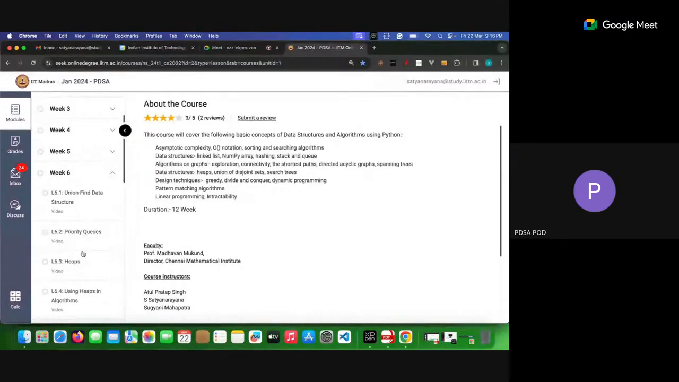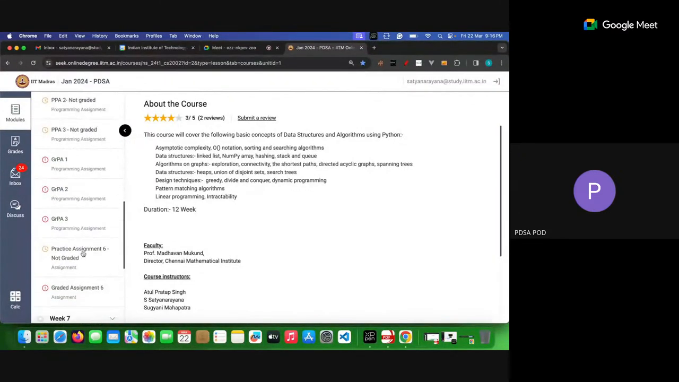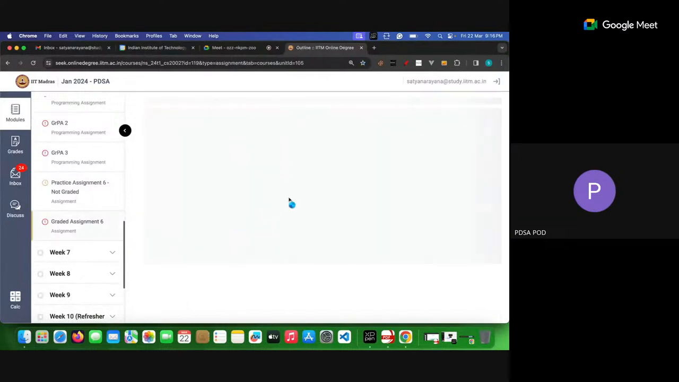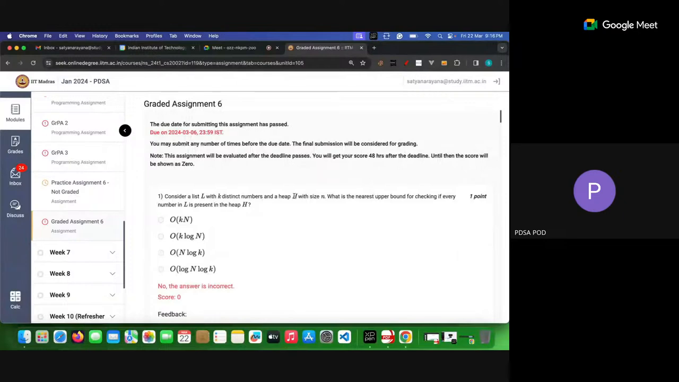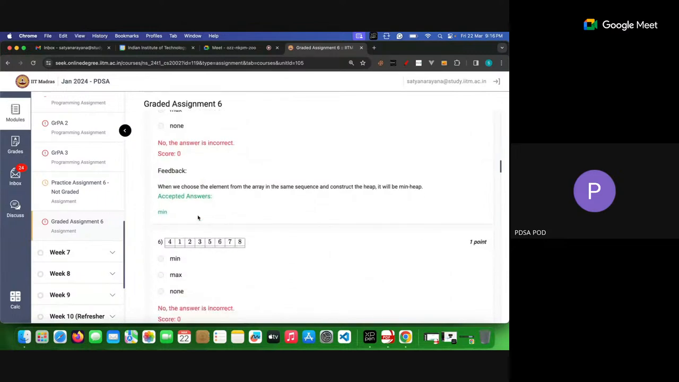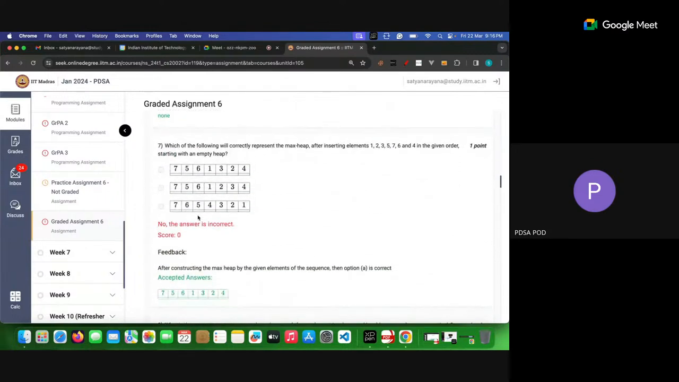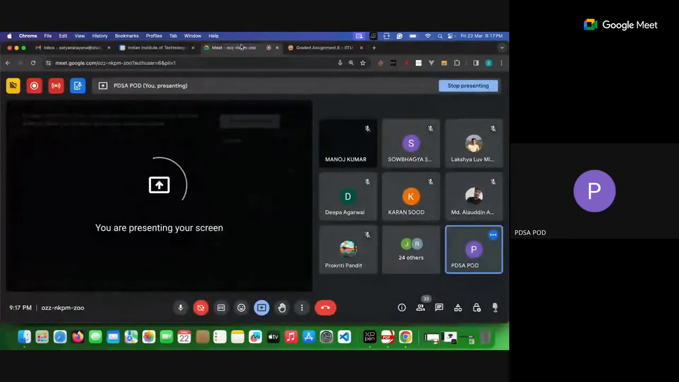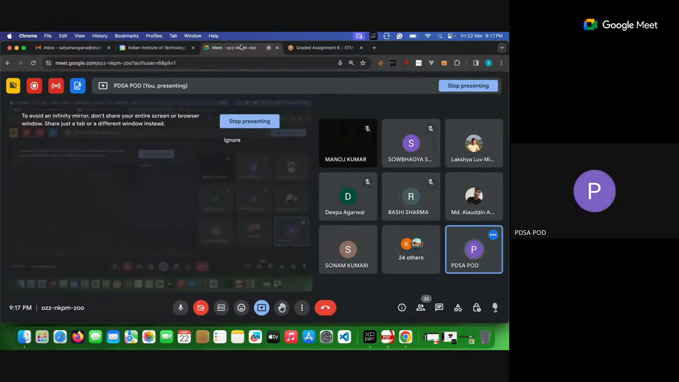So we are trying to go for the sixth week graded assignment, seventh question. Yeah, this is it. See, look at the list of elements that was given. So first we are trying to insert the 1. Hello, am I audible? Yes. Is my screen visible? Yes.